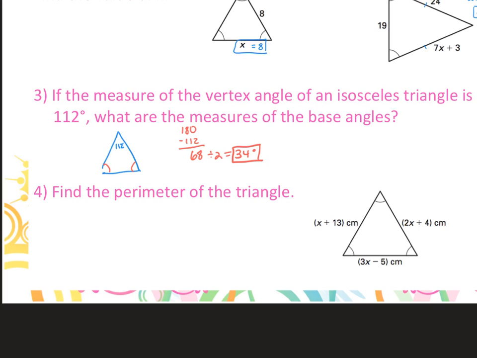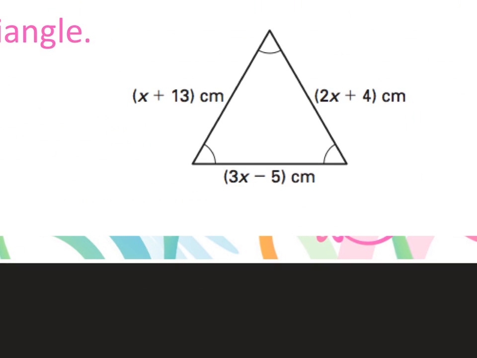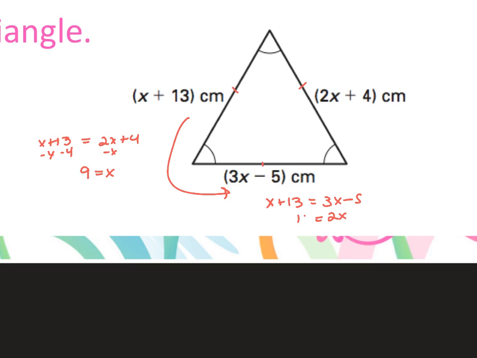Number 4 says find the perimeter of the triangle. What kind of triangle is this? It's equiangular, so it's equilateral, which means if I grabbed any two of the three sides and set them equal to each other, I should be able to solve for x. So x plus 13 equals 2x plus 4. Subtract the x, subtract the 4, and I get x equals 9. You could have picked these two, and they all would have given you x equals 9.